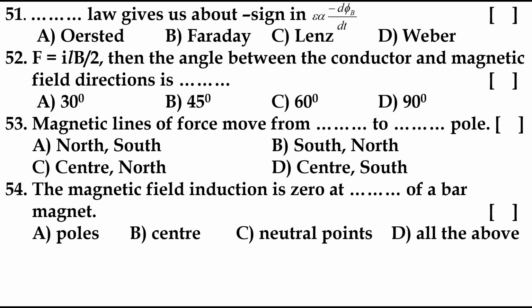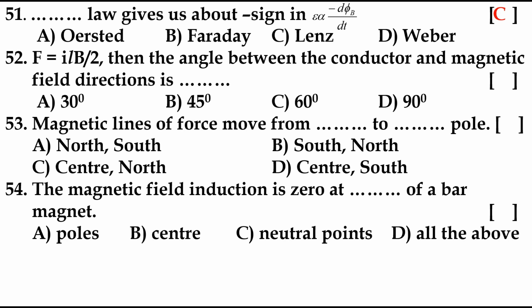51. Dash law gives us the minus sign in epsilon is proportional to minus d phi B by dt. A. Oersted. B. Faraday. C. Lenz. D. Weber. Answer is option C.